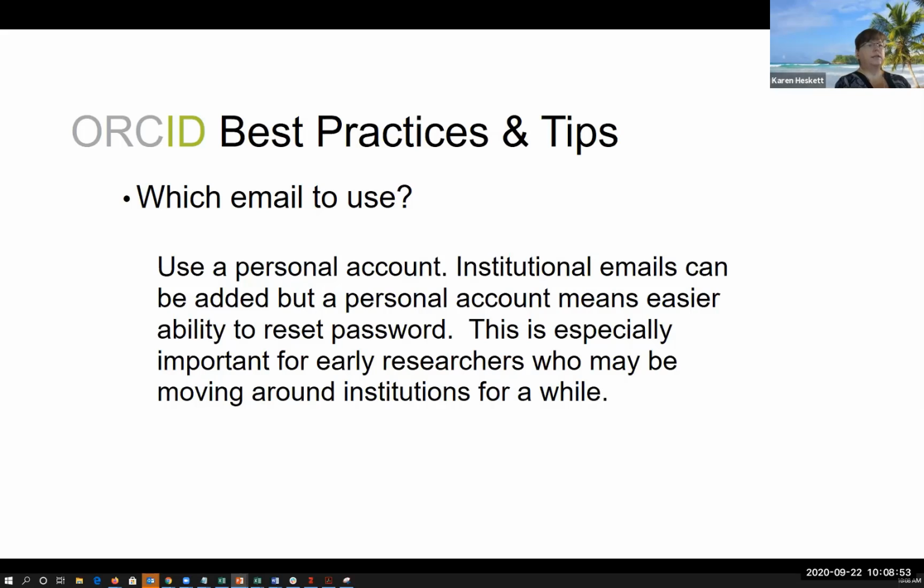If you are here at UCSD and you have really no intention of leaving, use your UCSD email. But if you're an early career researcher, you might want to go with a personal email, like a Gmail account, because it's a little easier to get your password reminder if you have moved on to another institution. You can have multiple emails in your ORCiD account, so it's not that you're losing your institutional affiliation. You can still have your UCSD email on the account so that people can see it. It just means that for managing the account, it's a little bit easier if you think you're going to be a little bit more mobile.